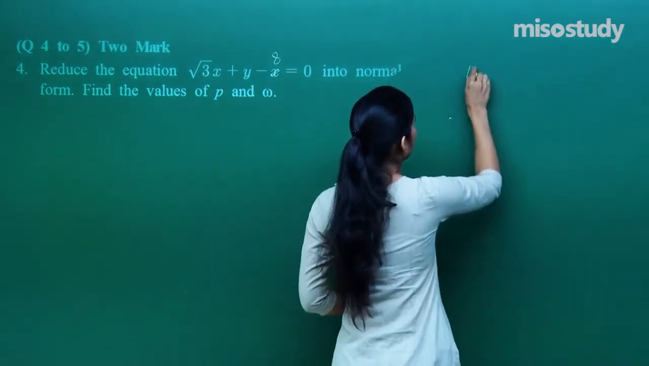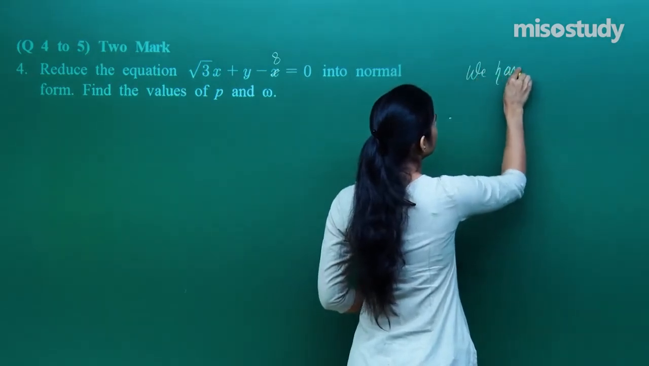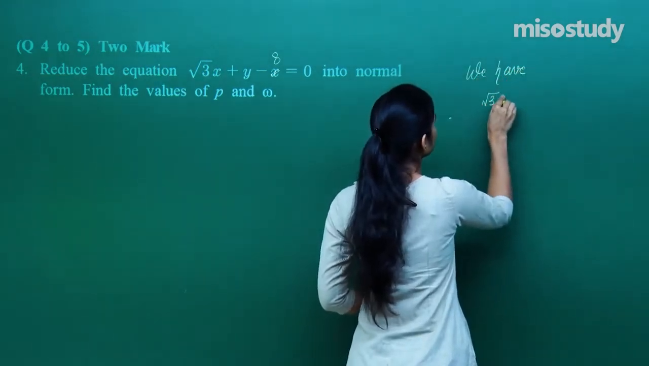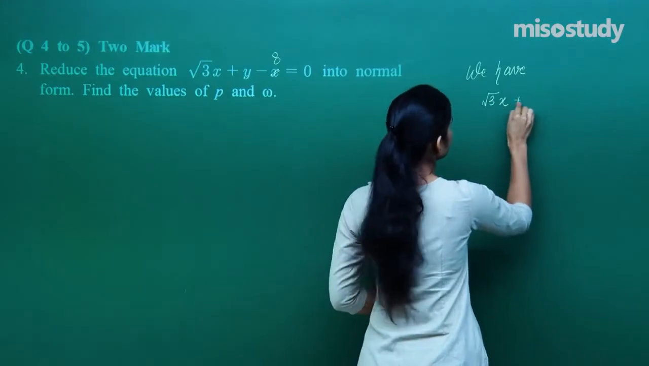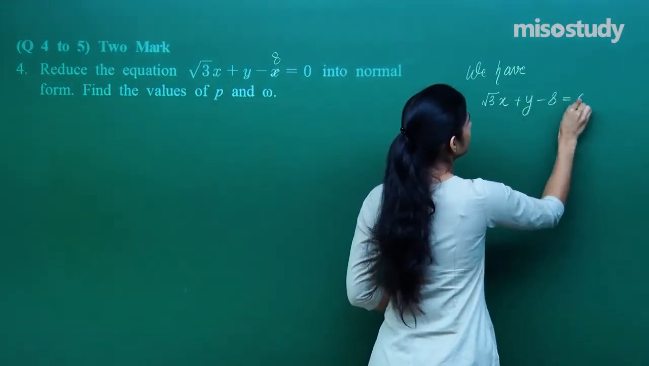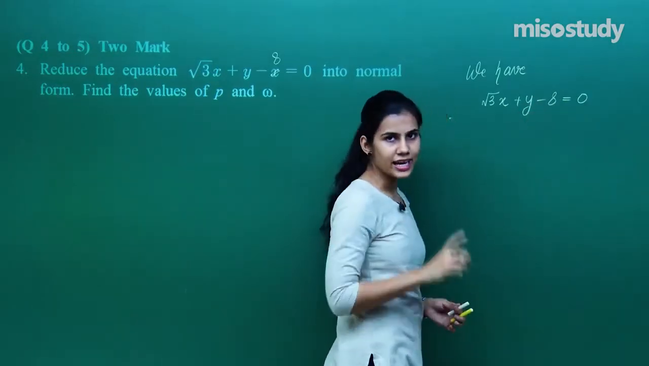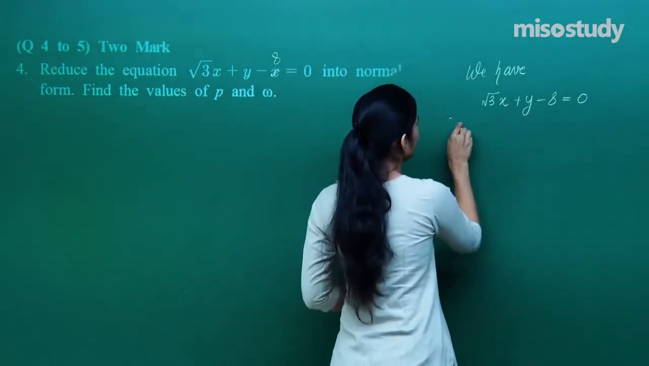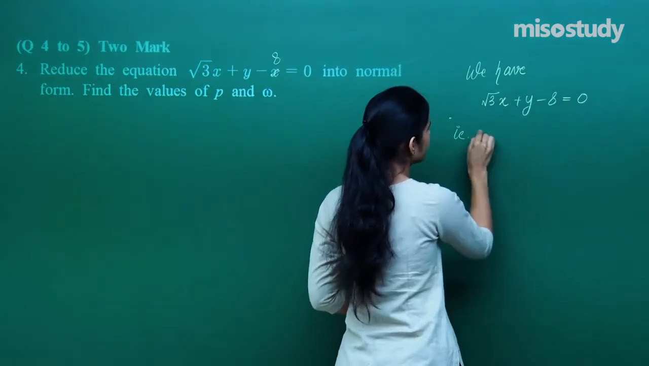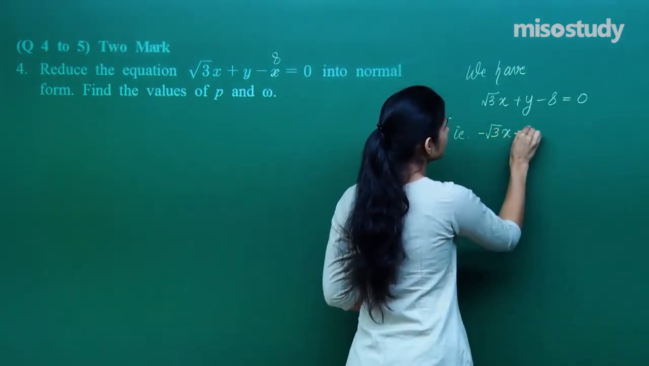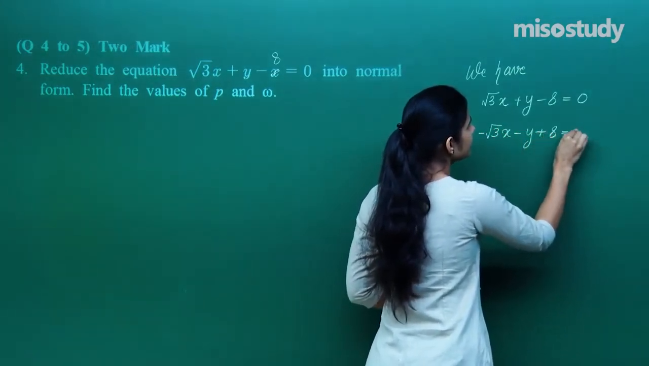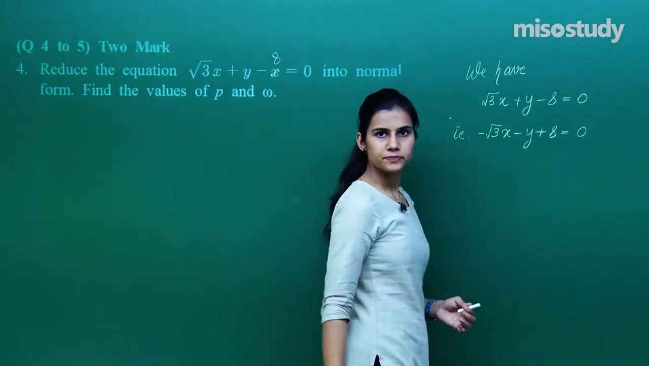So, we have root 3x plus y minus 8 equals 0. Here you can see the constant term is sitting with a negative sign. I don't want that. So, I am going to multiply throughout by minus sign. This is minus root 3x minus y plus 8 equals minus 0, which is 0.